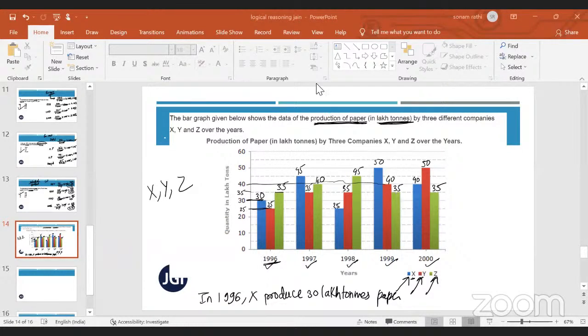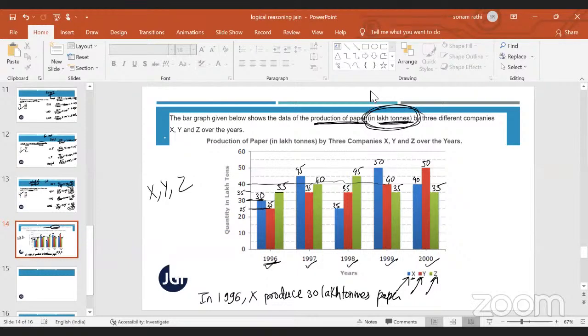What do you understand? That these are not just 30, 25, 35. This is 30 lakh ton, 25 lakh ton, 35 lakh ton. So remember it, because it is given to you in the bracket. These numbers are in lakh ton, for different years.